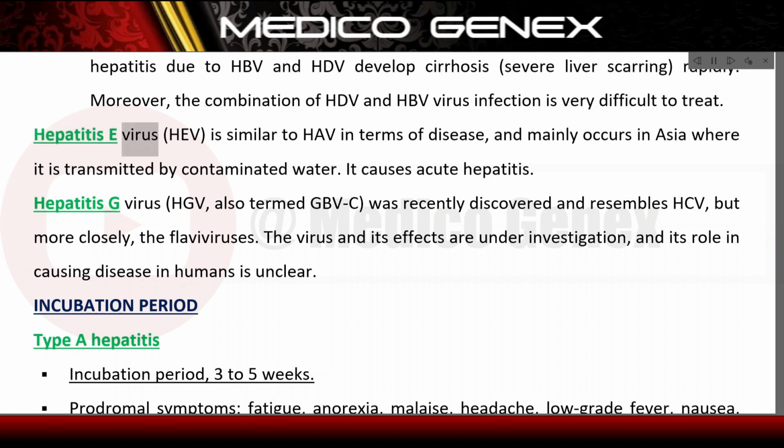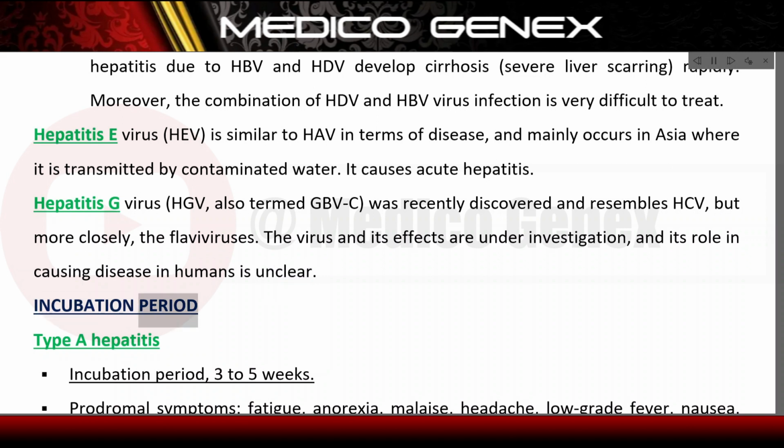Hepatitis E virus, HEV, is similar to HAV in terms of disease, and mainly occurs in Asia where it is transmitted by contaminated water. It causes acute hepatitis. Hepatitis G virus, HGV, also termed GBVC, was recently discovered and resembles HCV, but more closely, the flaviviruses. The virus and its effects are under investigation, and its role in causing disease in humans is unclear.